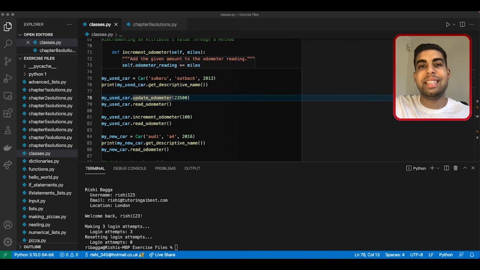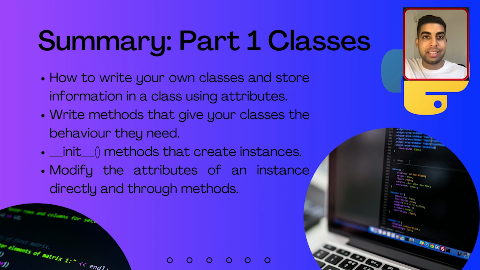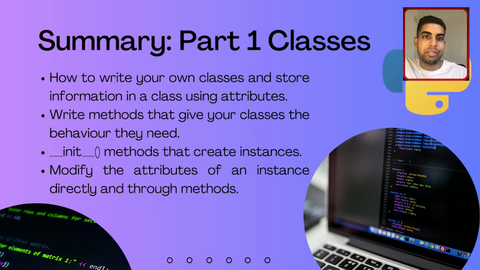So this now brings us to the end of our first section of classes. In this part, you learned how to write your own classes. You learned how to store information in a class using your attributes and how to write methods that give your class the behavior they need. And you also learned to write the init method that creates instances from your classes with exactly the attributes that you want. And then finally going through and modifying the attributes in an instance directly and through methods.